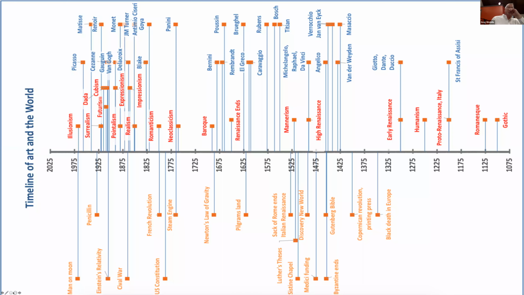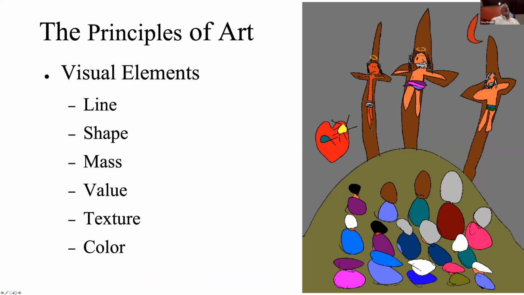So we've been through this a little bit, and this is just a reference. We're going to talk about different artists over the period, so I'm going to move on. All right, we're going to talk about principles of art: line, shape, mass, value, texture, and color. These 6 basic principles of sketch are fundamental.